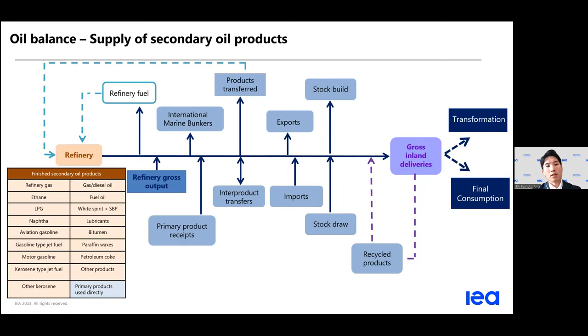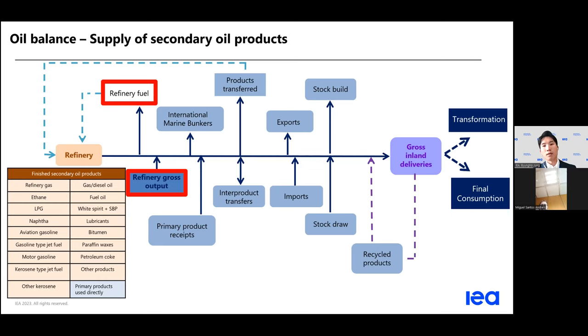So we just covered the supply side of the primary oil product. Now let's get down to the supply of the secondary oil products. On the left-hand side, we have a list of the secondary oil products: refinery gas, LPG, naphtha, bitumen, etc. So we have a refinery gross output, that is the production of the oil products from the refinery plants. And some of them could be used as a refinery fuel to help operate the refinery facilities.